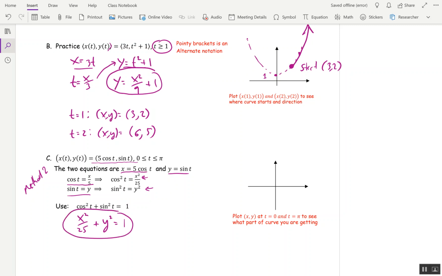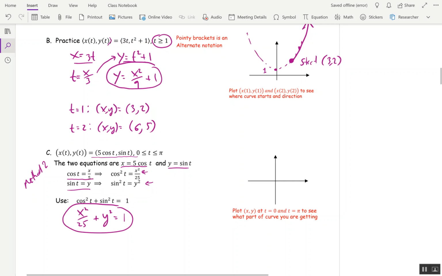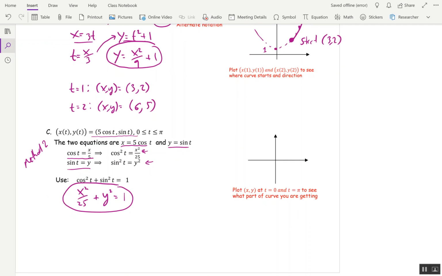And that's an ellipse. So to figure out what it looks like, when y is 0, x is plus or minus 5. And if x is 0, y is plus or minus 1. So it's an ellipse, and it's oriented on the x-axis. This is 1 up here, and this is 5 here.